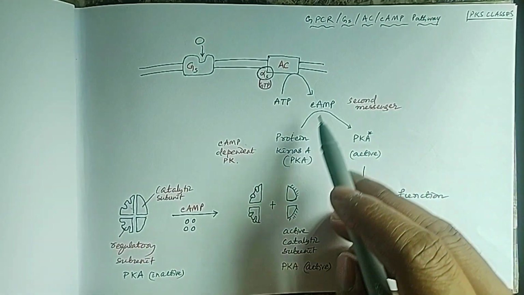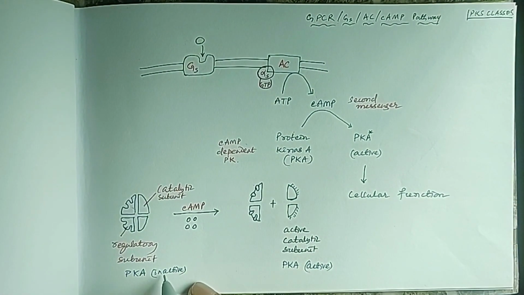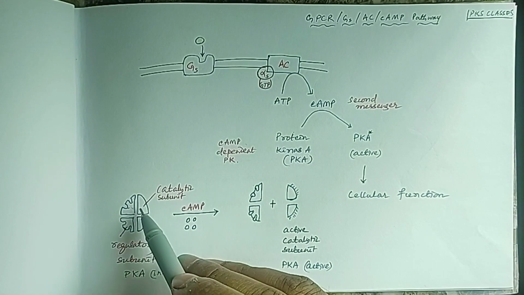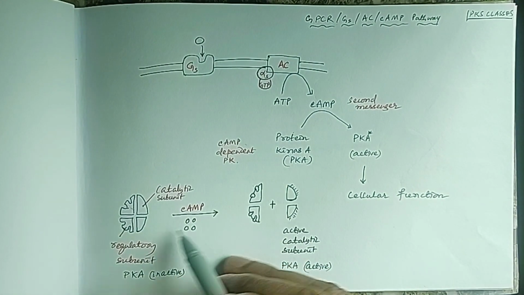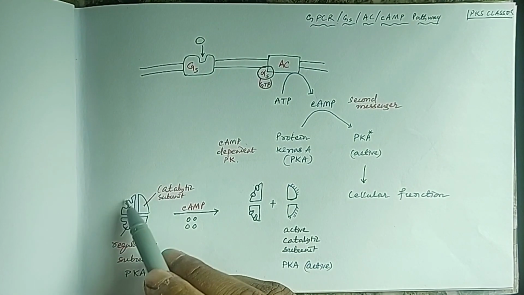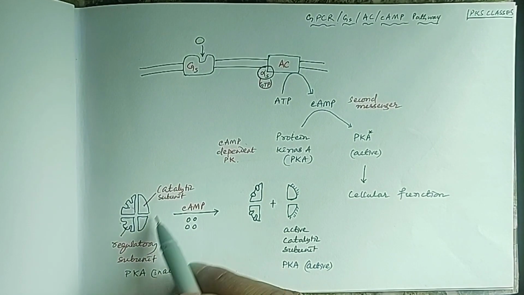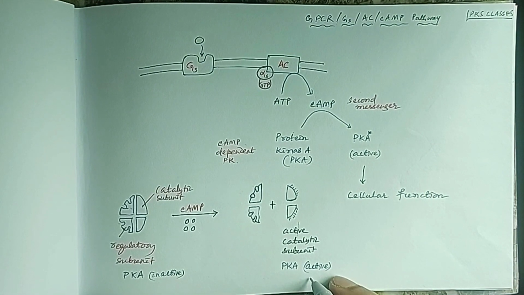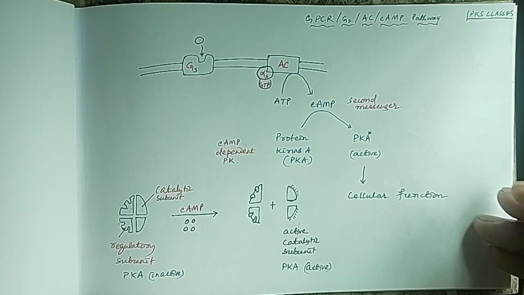Now this cyclic AMP activates protein kinase A. Protein kinase A in its inactive form has two regulatory subunits and two catalytic subunits. Four molecules of cyclic AMP can bind to these two regulatory subunits and release the two catalytic subunits, which are the active protein kinase A, and this active protein kinase A can produce the cellular functions.